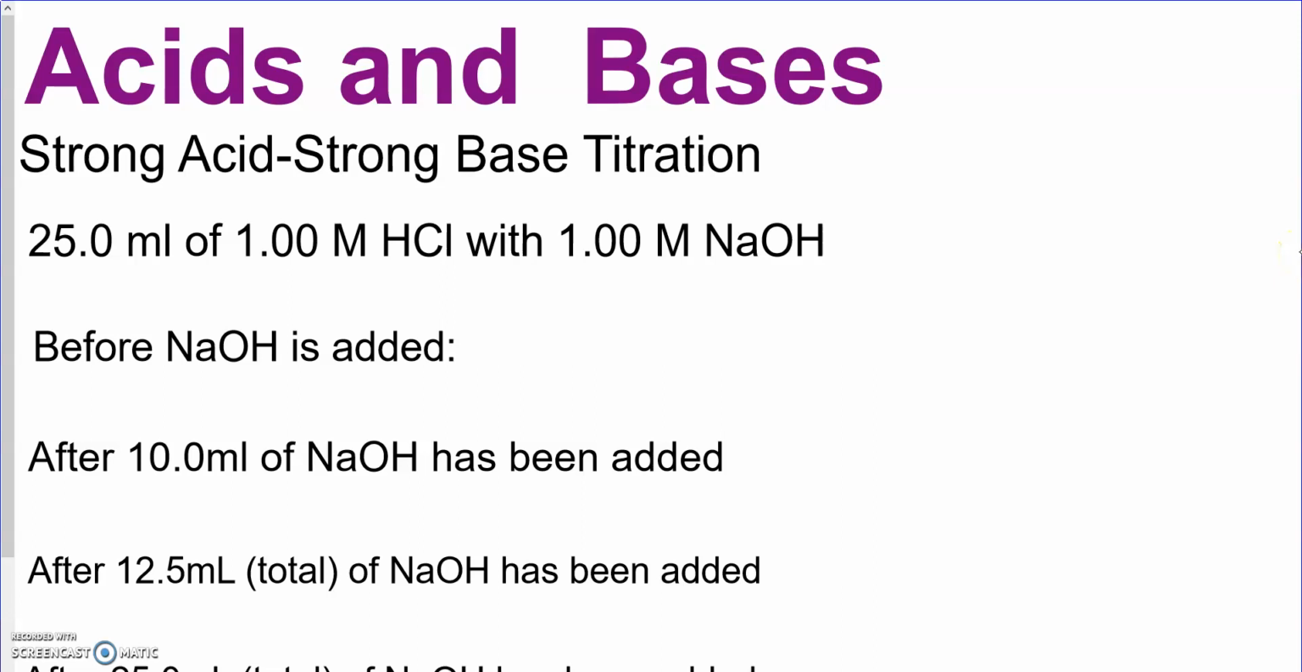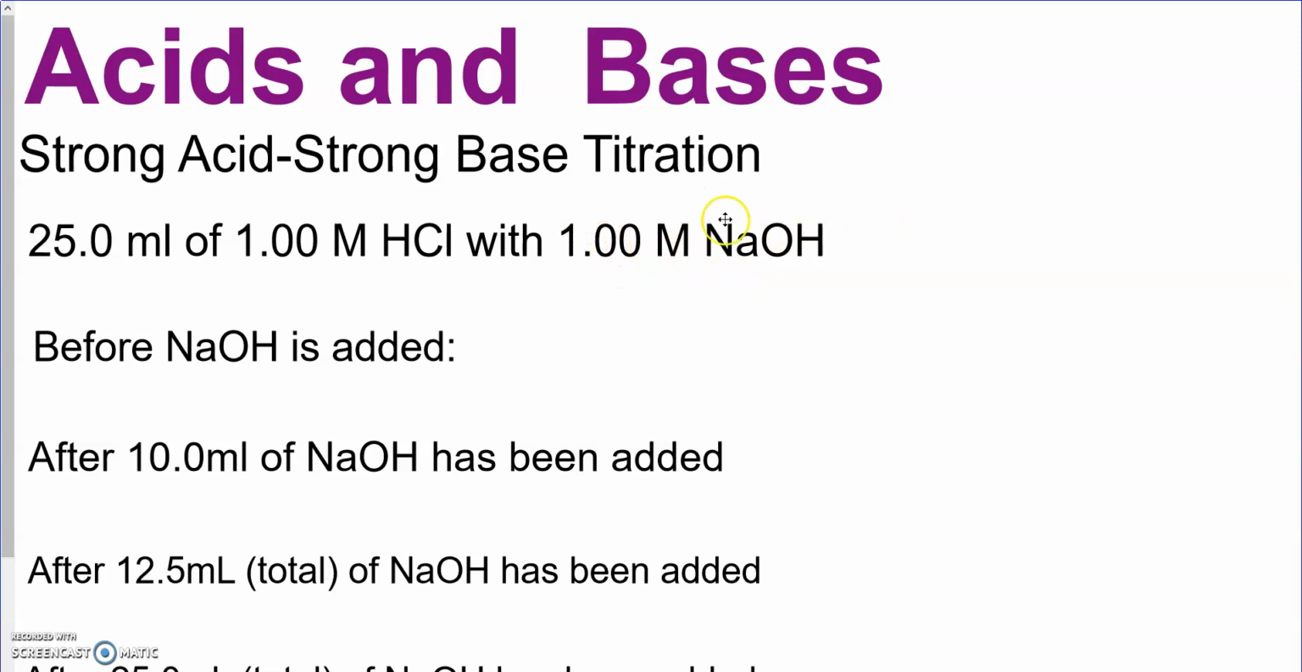Alright, so we did the particular representation of the strong acid, strong base titration in the last video. What I want us to do is actually look at the math involved with these types of titrations and what those actually look like. Okay, so the first thing we're going to do is just start with the problem. We're starting with 25 milliliters of a 1 molar hydrochloric acid solution and a 1 molar sodium hydroxide solution.